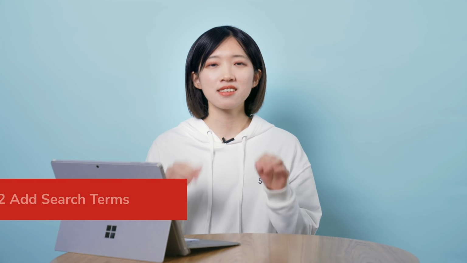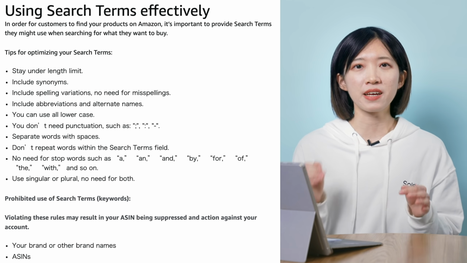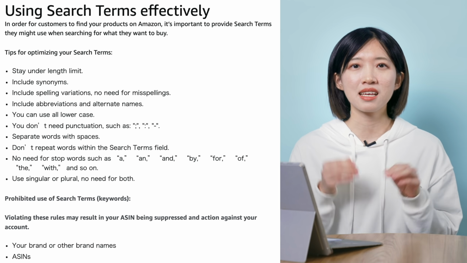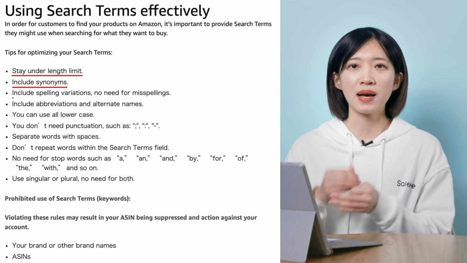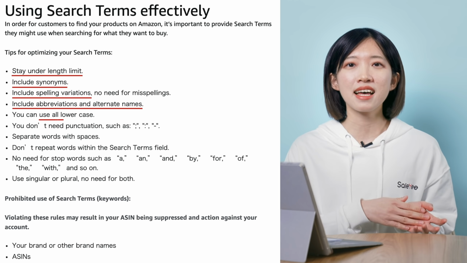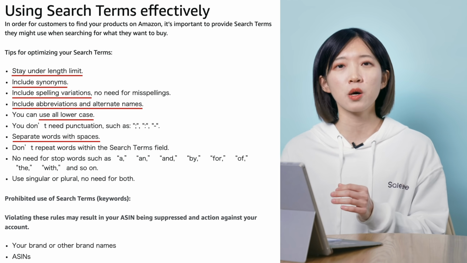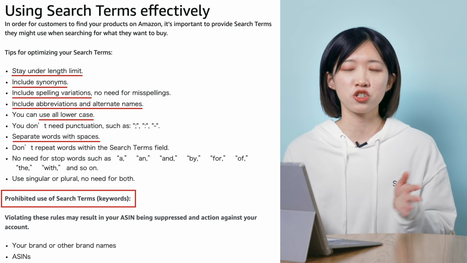Number 2. Add search terms. This is a guide on how to use search terms effectively in Amazon Seller Central. Make sure to follow the tips, such as stay under length limit, include synonyms, spelling variations, abbreviations, and alternate names. Write letters in lowercase, separate words with spaces, and so on. You should also be aware of the prohibited use of search terms.